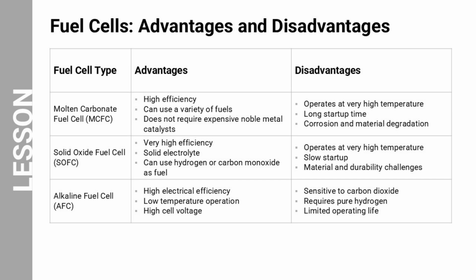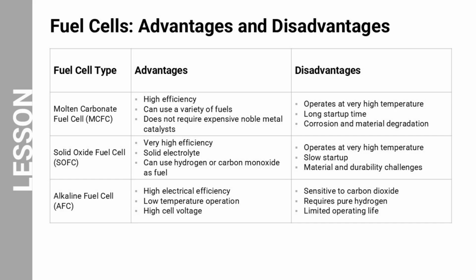We will begin by comparing the advantages and disadvantages of the different types of fuel cells to understand their strengths and limitations. Let's start with molten carbonate fuel cells. They are highly efficient and can utilize various types of fuel, making them suitable for steady power generation. However, they operate at very high temperatures, take a long time to start, and face corrosion and material challenges, which limit their applications.